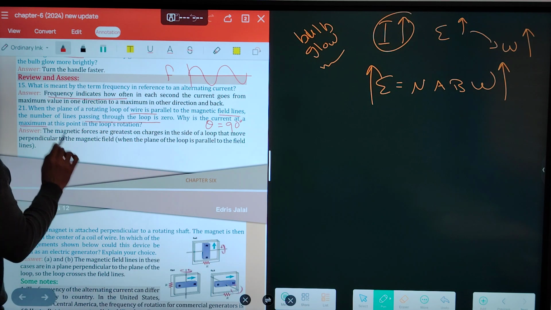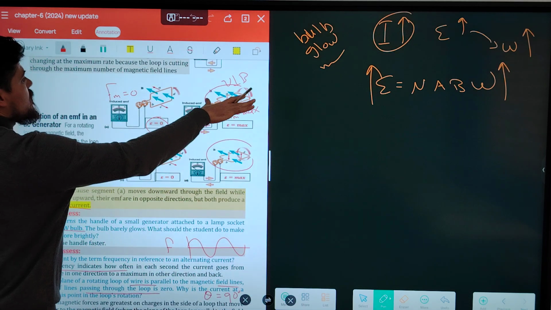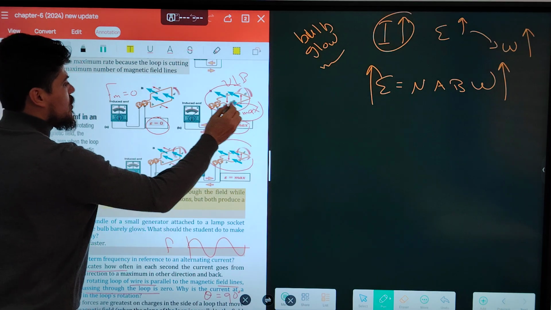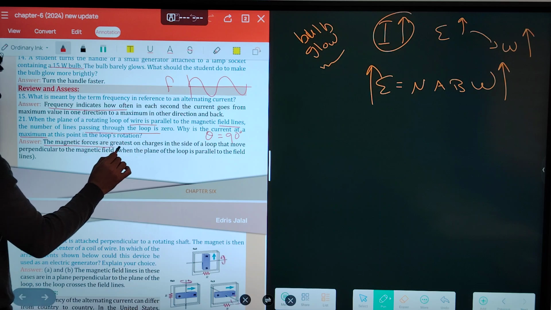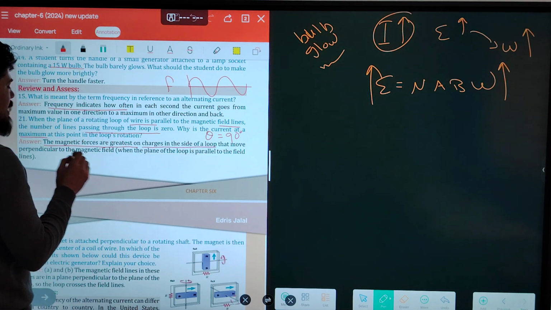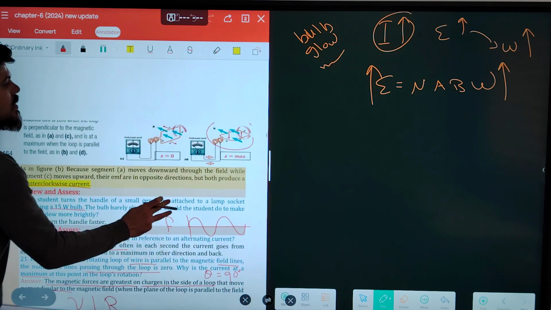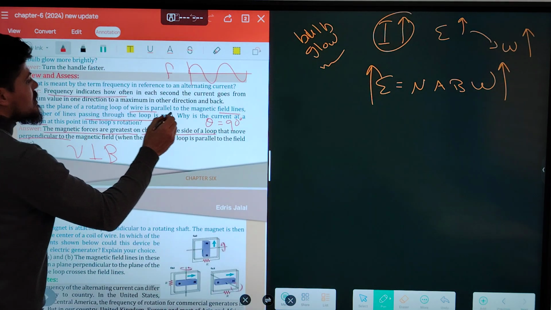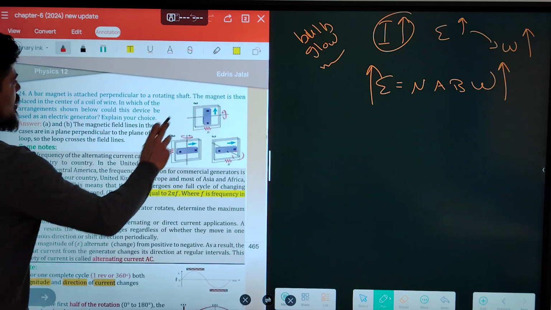Why is the current at maximum at this point? As we studied here, when the plane of the loop is parallel, the force becomes maximum. When force is maximum, EMF is also maximum, and current also becomes maximum. The magnetic forces are greatest on charges in the sides of the loop that move perpendicular, V and B perpendicular. When the plane of the loop is parallel, V and B become perpendicular. Yes.